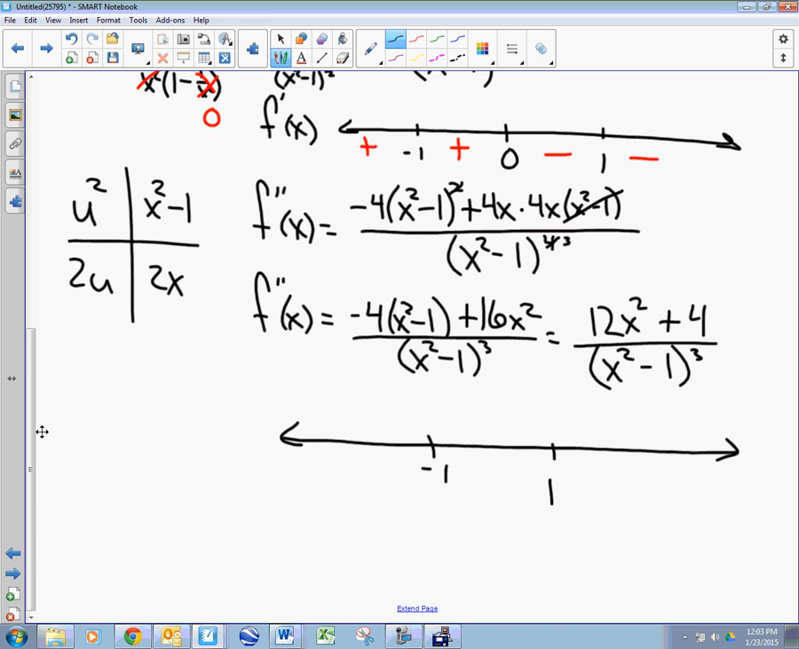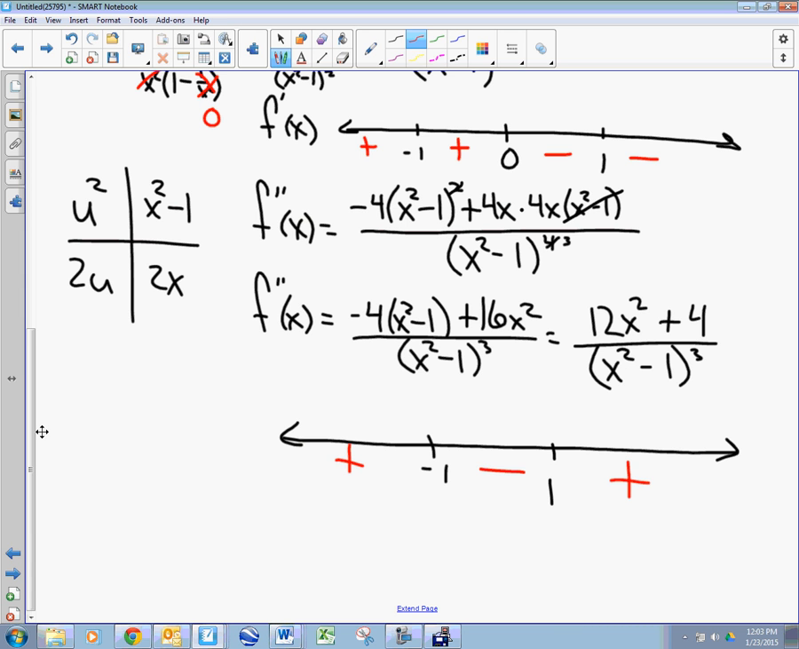Very good. So the top is always positive. I don't need to consider it when I do my interval testing. I will plug in negative two. Negative two squared, positive, minus one, positive to the third, positive. So I know that this portion is positive. Zero, I get a negative one to the third, which is negative, and positive two will be positive.